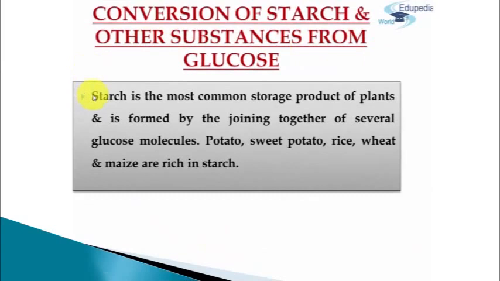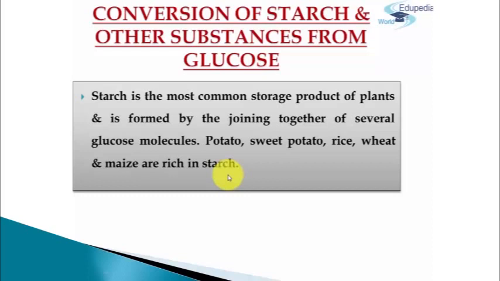Next is starch. Starch is the most common storage product of plants and is formed by the joining together of several glucose molecules. Potato, sweet potato, rice, wheat and maize are rich in starch. See, it is the main storage polysaccharide of plants. It is the most important dietary source for human beings. High content of starch is found in cereals, roots, tubers and some vegetables.